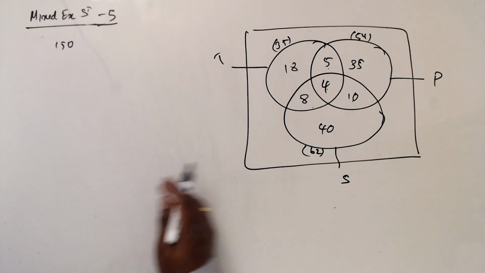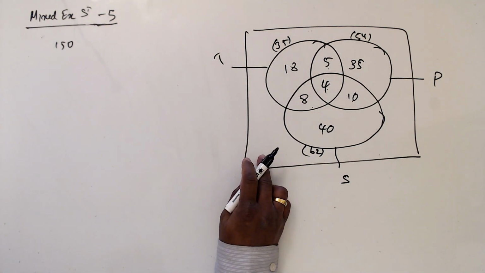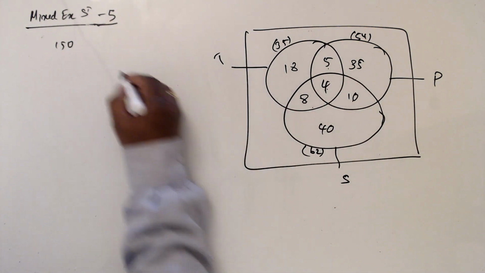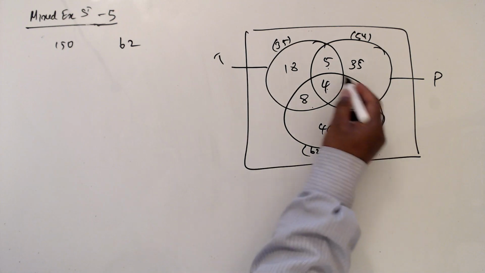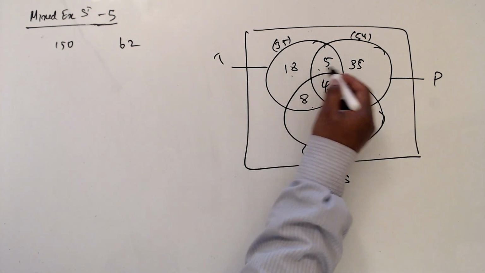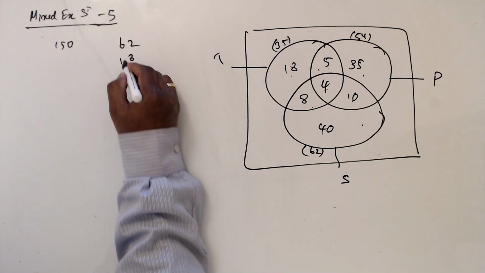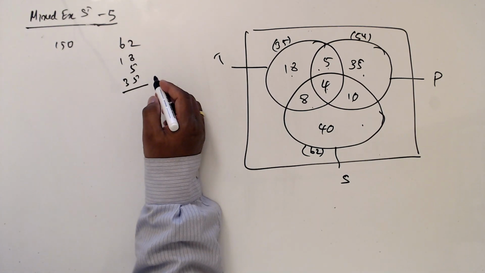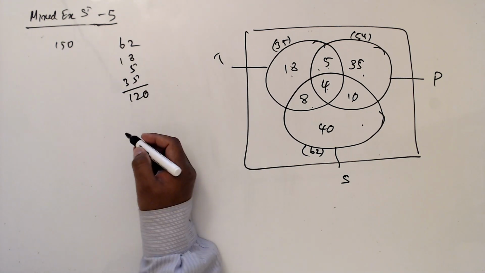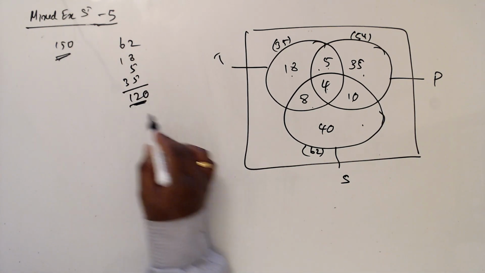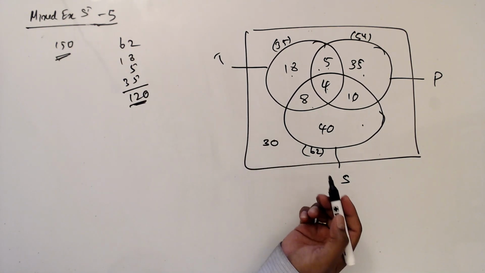Now, I want to find how many remain in here. The total is 150. This whole circle is 62. And then the remaining is these 3: 18 plus 5 plus 35. When I add these 3, I'll get 120. So total 150, there are 120 in addition, then this is going to be 30.